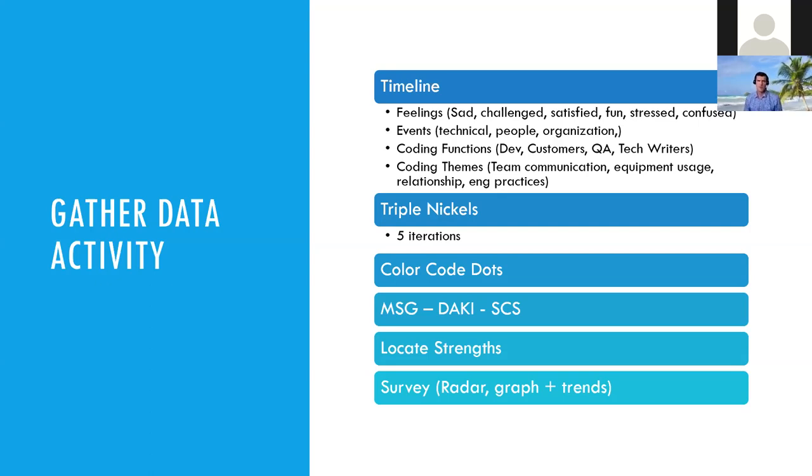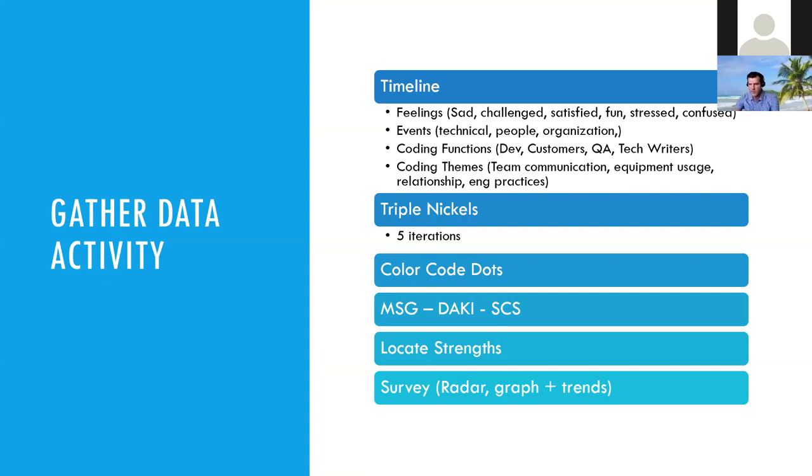I will stay with the three actions, three issues to discuss. That's good enough. Okay, color dots. MSG, Mad Sad Glad, Ducky, Do and Keep Improve. SCS, Start, Continue, Stop. These are the basic ones, the three swim lines or four swim lines. That's the idea.